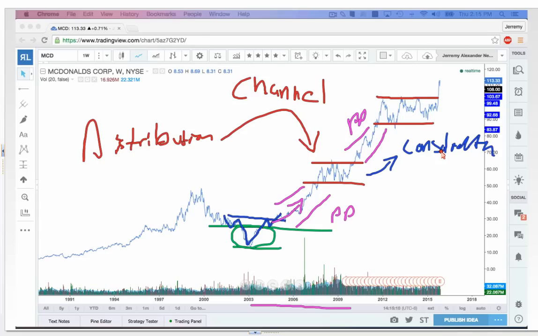And ladies and gentlemen, in my personal opinion, it appears that McDonald's, now this is not 2000, not 1997, not 2008. This is today, November 19th, 2015. What phase of the market does it appear that McDonald's is in? What do you guys think? A little bit of public participation phase, it looks like.